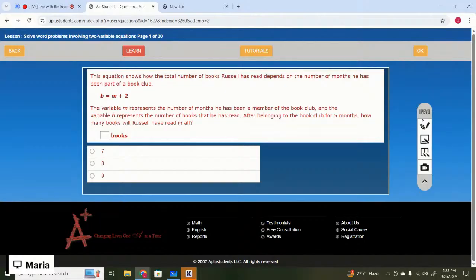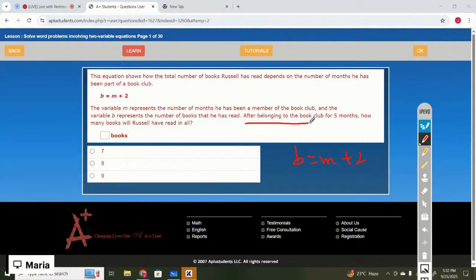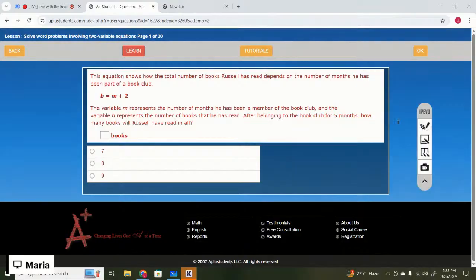So we are given the equation b equals m plus 2, right? And here we are given after belonging to the book club for 5 months. So m equals 5. So 5 plus 2 equals 7. Option number 1 is the correct option. That means in 5 months he has read 7 books. The correct option is 7.